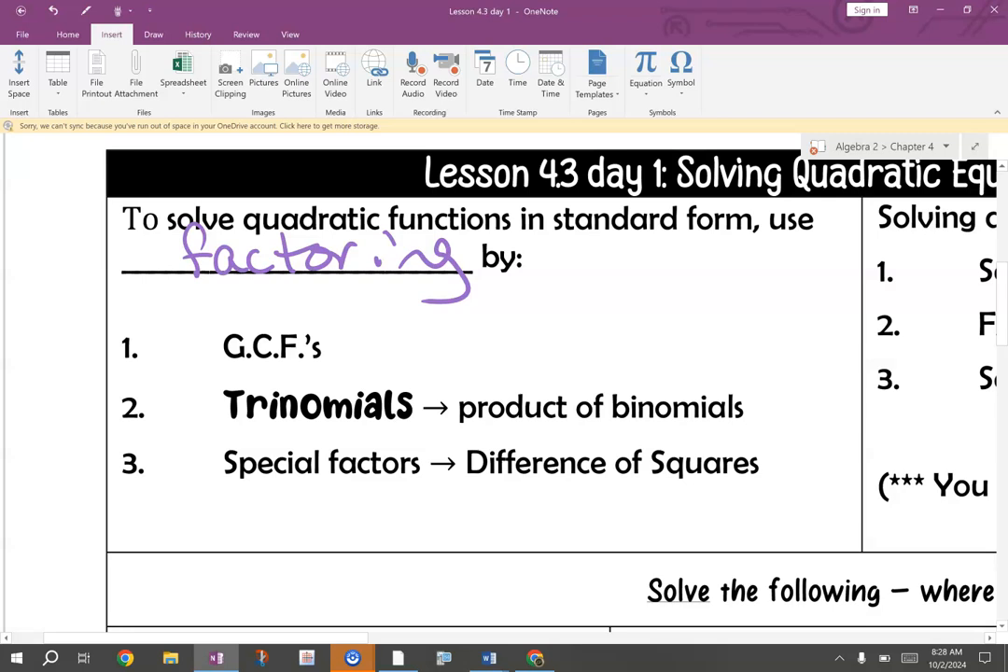Do you guys know what a trinomial is? Trinomials. You have 3 terms. Yes, tri means 3, so it means you have 3 terms.